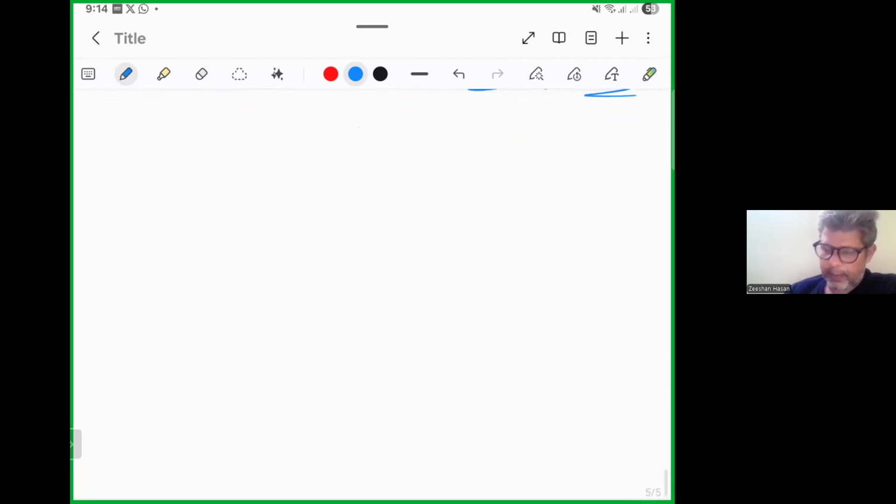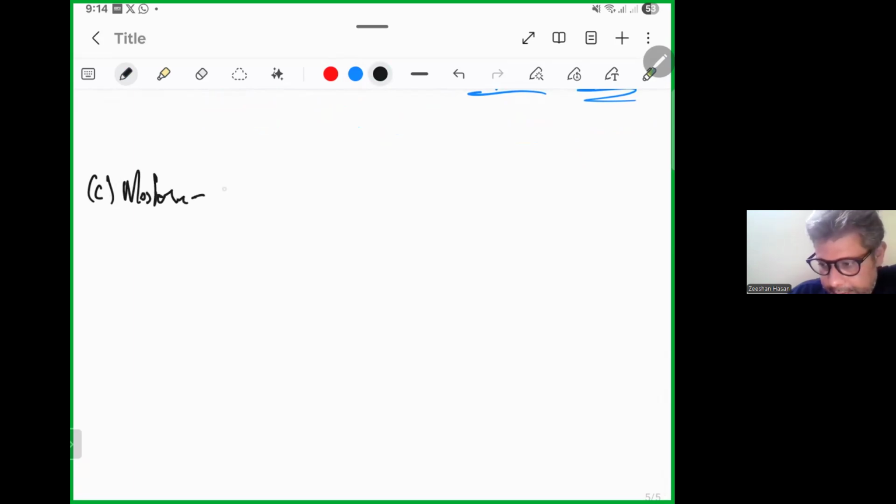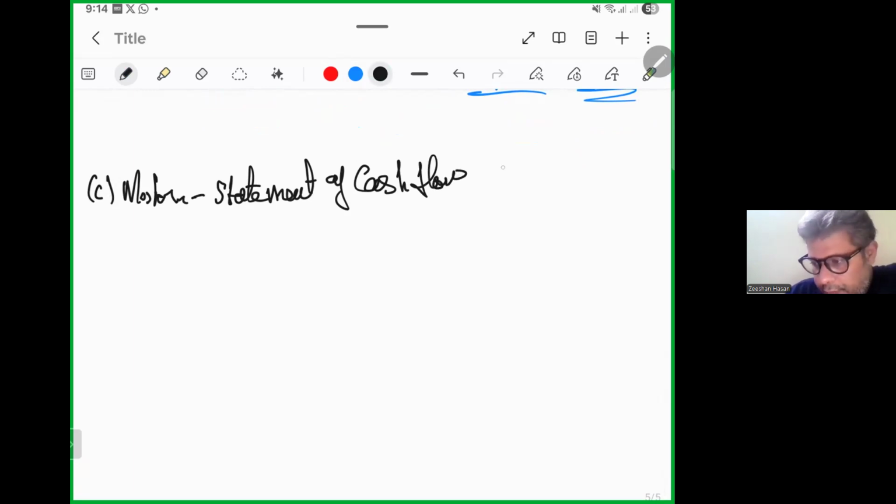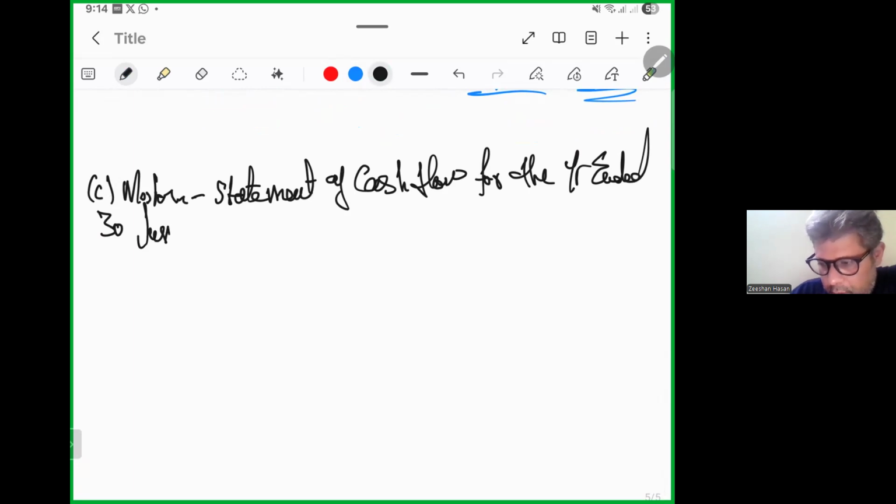Oh, wow. So finally, now, Moston statement of cash flow for the year ended 30th June 20X5.